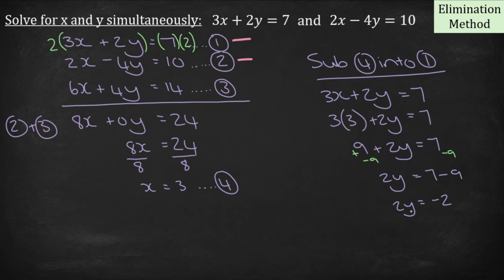So all we need to do now is to divide by 2. Why do I do that? Because this y is multiplied by 2, and the opposite operation, or the inverse operation, is to divide. So 2 divided by 2, and here I do the same. I divide by 2. That means y equals negative 1, because negative 2 divided by positive 2 is negative 1. So our final answer is x equals 3 and y equals negative 1.